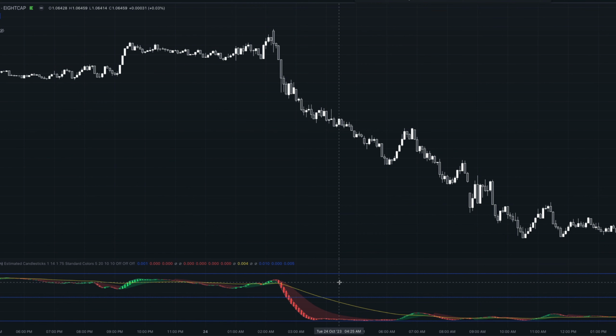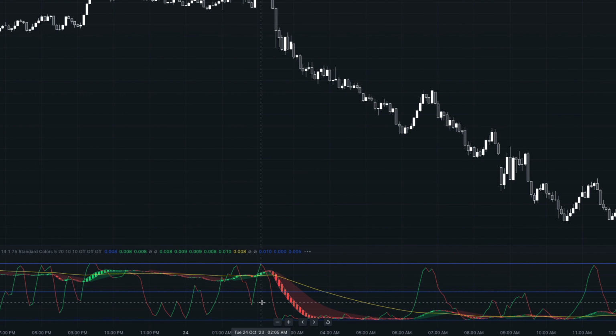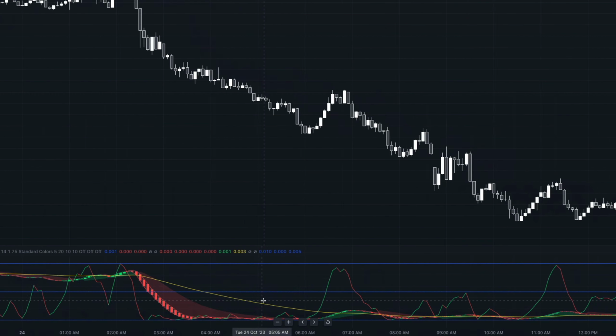So now that you've learned how to identify whether you're in an uptrend or a downtrend, where the buying or selling pressure is, and how much of it there is, we can use that to our advantage to find pullbacks in the trend or to find reversals in trend. So I'm going to go ahead and add that signal line back in. And the signal line represents the price action within the trend.